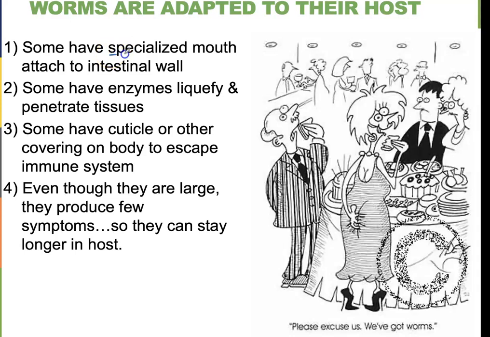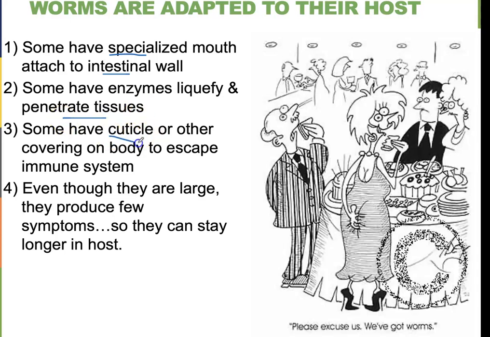So, to stay inside the intestines, right? The intestines are always moving food. Peristalsis is this rhythmic contraction, always trying to move things out, sweep things out. So in order to stay inside the intestines, they have to have a specialized region that does hold on to the intestinal wall or whatever organ they are infecting. So like a fluke will have a sucker, tapeworms will have a sucker and hooks. So they all have ways to stay inside the intestine. Some of them can actually liquefy and penetrate tissues to move around.